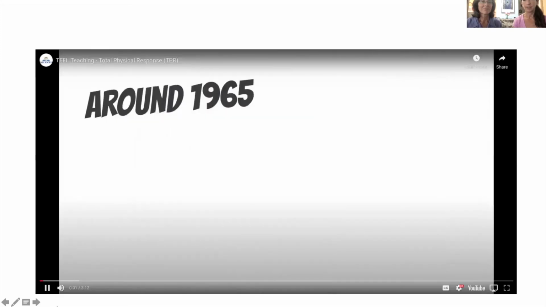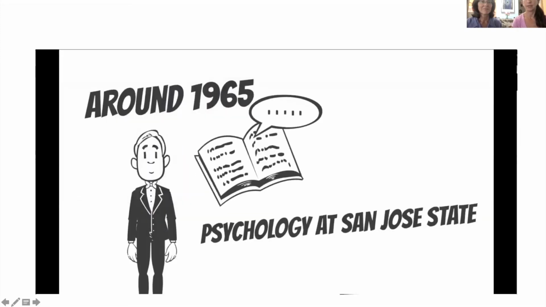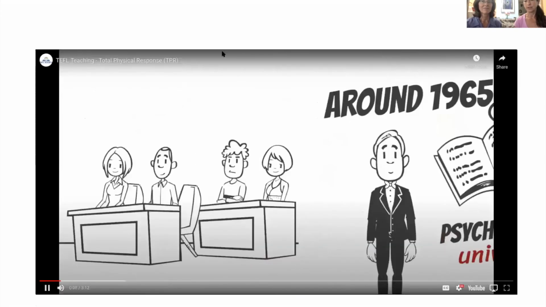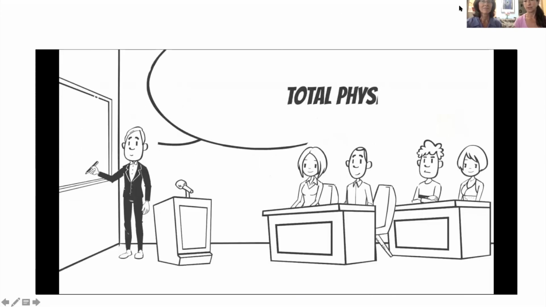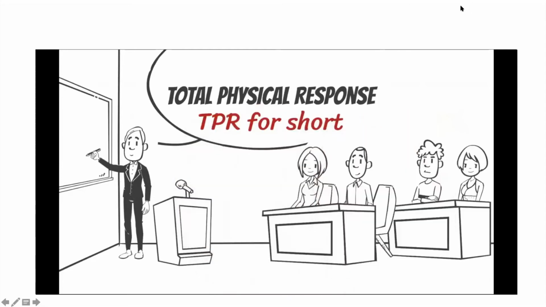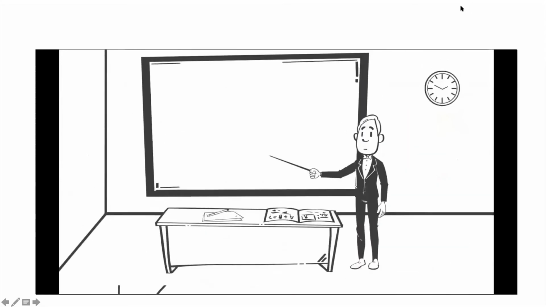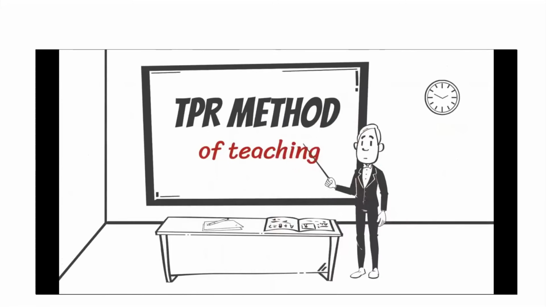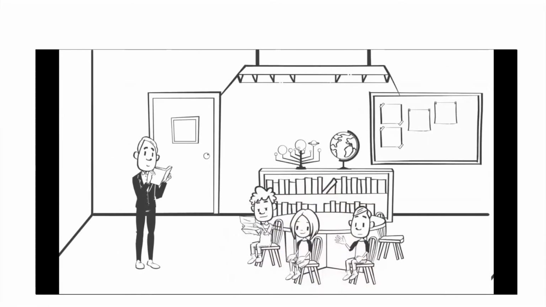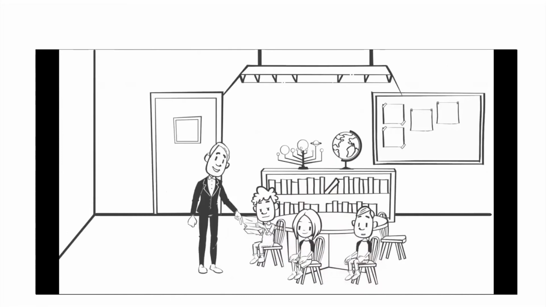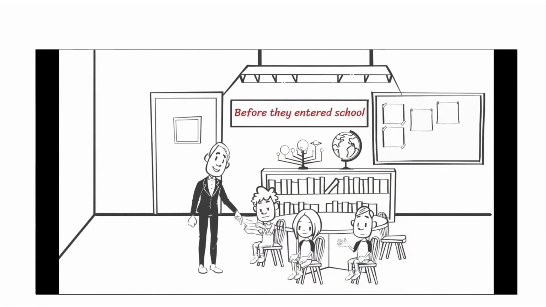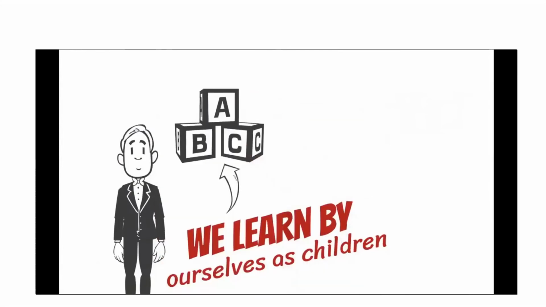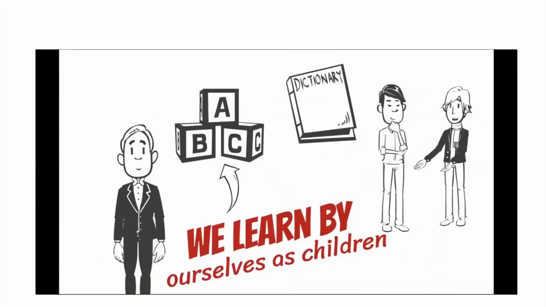Around 1965, James Asher, a professor of psychology at San Jose State University in California, developed the teaching method called Total Physical Response, or TPR for short. Asher developed the TPR method of teaching after realizing that most children learn the grammar and vocabulary to their native language without any direct instruction, and before they entered school. Professor Asher believed that this means we learn by ourselves as children, but exactly how do we learn a language while we're young?